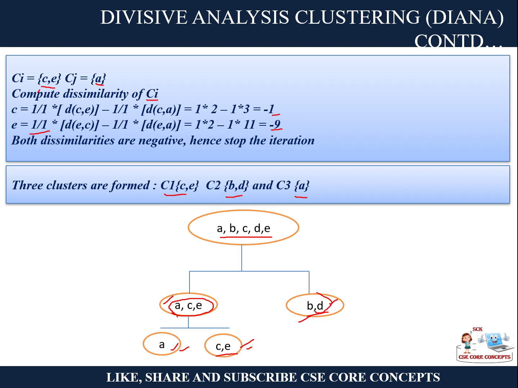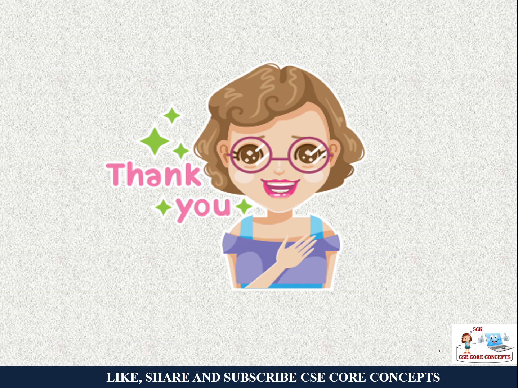If you want to divide this cluster B to D again, what will you do? You will compute the dissimilarity between B and D. What is the dissimilarity? You will compute 1 by 1 into the distance between B to D. Again, you will come up to the same value. So it does not make any sense since there are only two elements. Understood? So this way you can go on dividing the clusters, and this is how you can perform the divisive clustering approach, that is Diana.